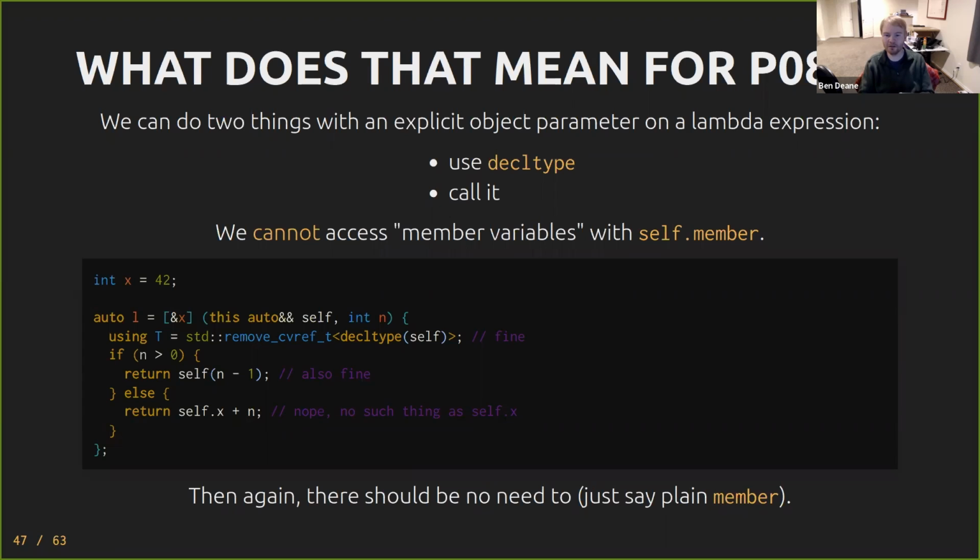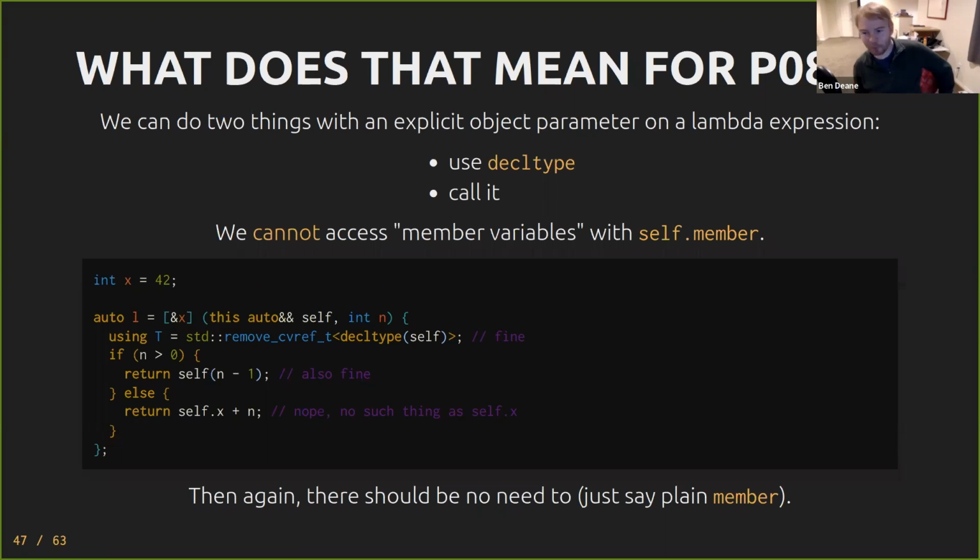And the result is some fairly interesting things for this proposal. When you use self in a lambda expression, you can use decltype on it to find its type. You can call it, but you can't access member variables using self.member syntax because there are no member variables. Those are just aliases. And this syntax does not work by design. There's no such thing as self.x.